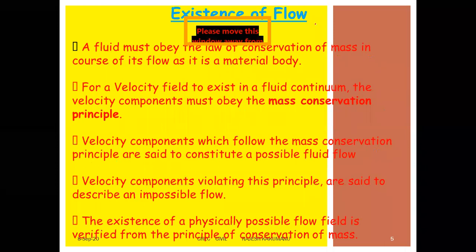Next topic is the existence of flow. How can we say the flow is existing? Now the fluid must obey the law of conservation of mass in the course of its flow, as it is a material body. A flow means it is a material body: some material, some medium, some quantity is passing from the higher end to the lower end. The fluid must obey the law of conservation of mass.